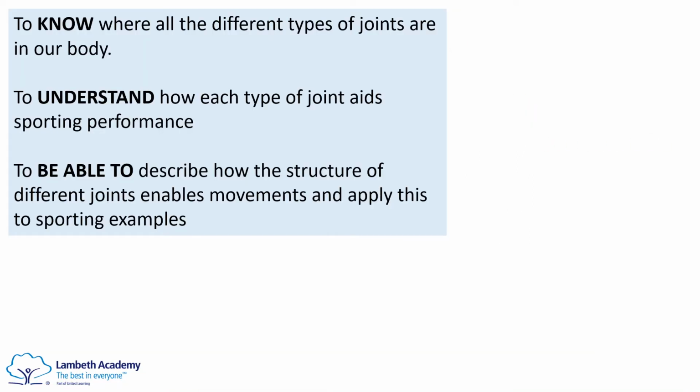Before we begin, I just want all of us to really know what this lesson is all about. So by the end of this lesson, we are going to know what the different types of joints are within our body. We will also understand how each type of joint aids a sporting performer, and we will be able to describe how the structure of a different joint enables movement and apply this to a sporting example.